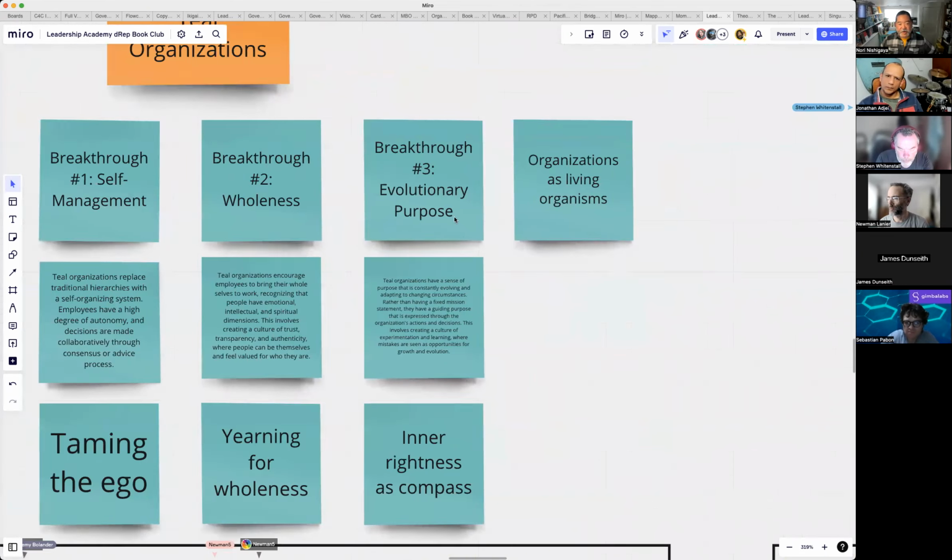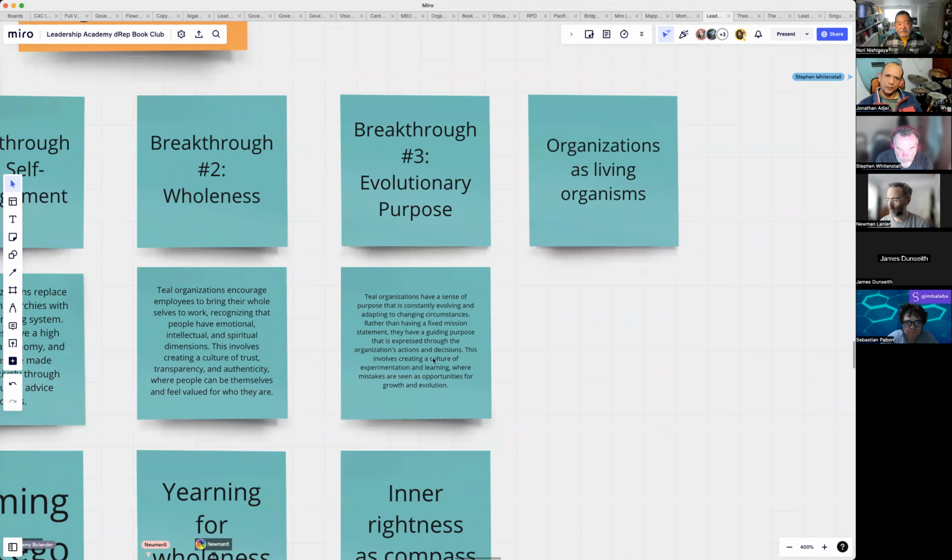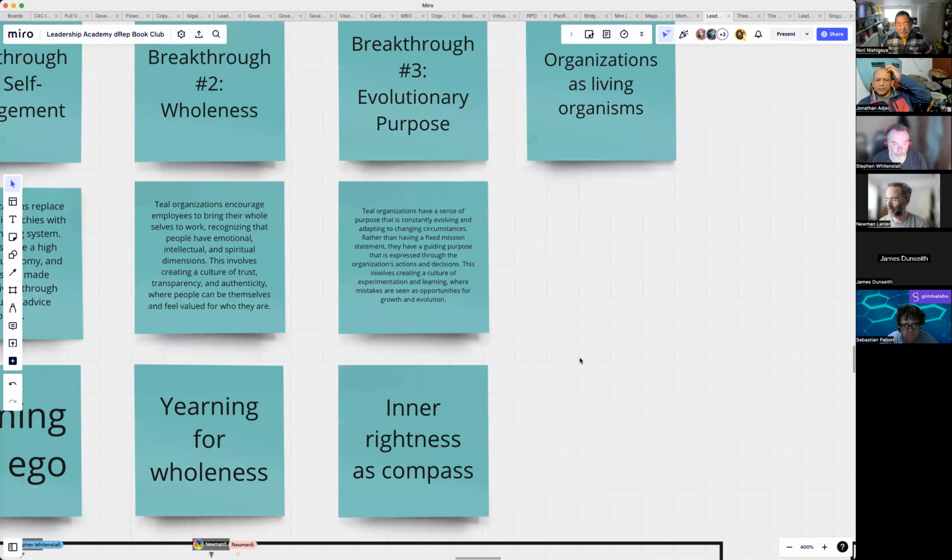And then the third breakthrough is evolutionary purpose. Teal organizations have a sense of purpose that is constantly evolving and adapting to changing circumstances. Rather than having a fixed mission statement, they have a guiding purpose that is expressed through the organization's actions and decisions. This involves creating a culture of experimentation and learning, where mistakes are seen as opportunities for growth and evolution. One of the key phrases there was using inner rightness as a compass.